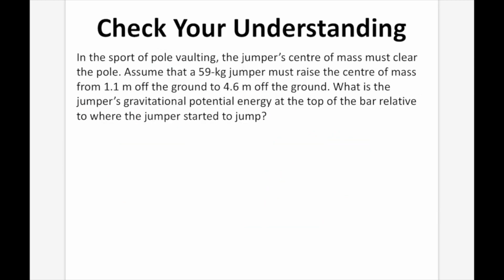In the sport of pole vaulting, the jumper's center of mass must clear the pole. Assume that a 59 kilogram jumper must raise the center of his mass 1.1 meters off the ground to 4.6 meters off the ground. So keep in mind this is what we mean. So there's the jumper. Center of mass is going to be right there. When they jump, their center of mass is going to be higher. So it's going to look more like this. So what we need, this height right here is 4.6 meters. This height here is 1.1 meters. So what's the difference in height? Well, that's going to be 4.6 minus 1.1, which is going to equal 3.5 meters.